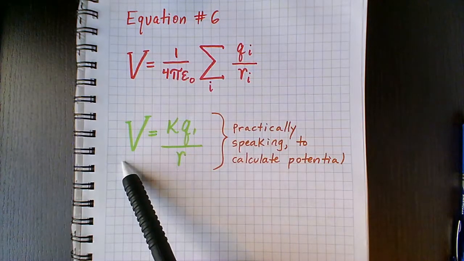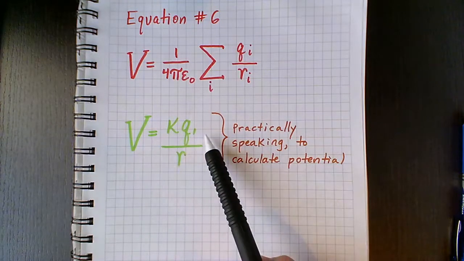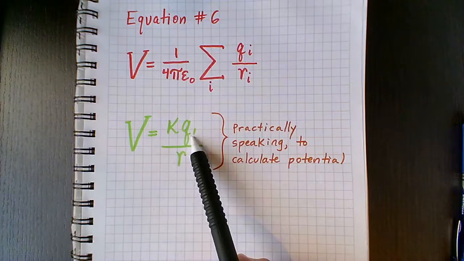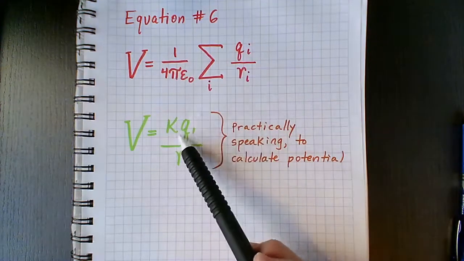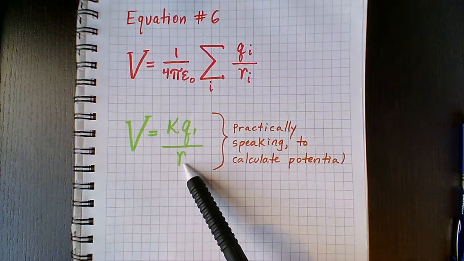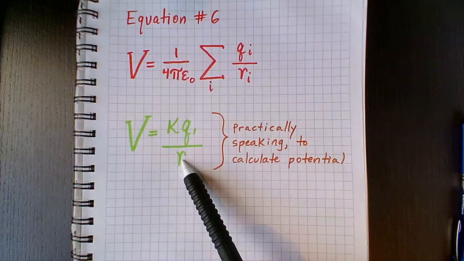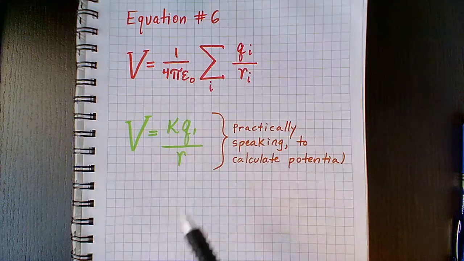Okay, so the electric potential, strictly speaking, when you go to calculate it, is just K times the sum of the charges if there's more than one, divided by the distance between the charge causing the field and the reference point.